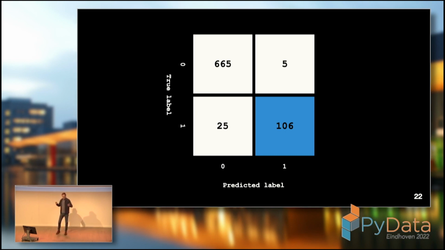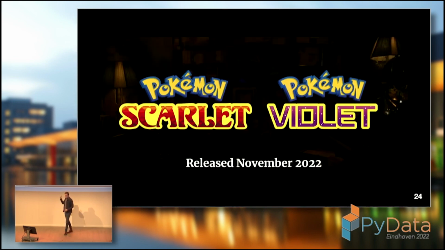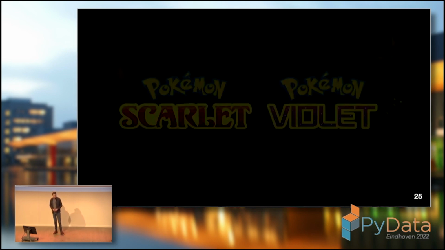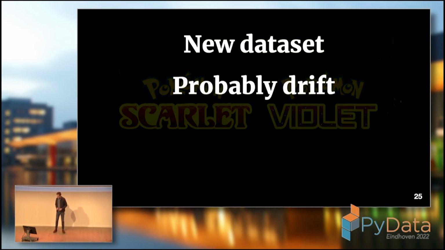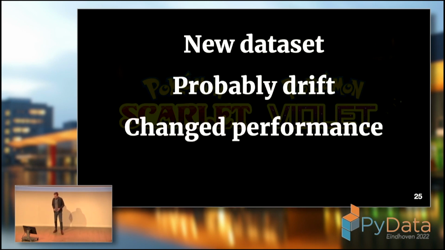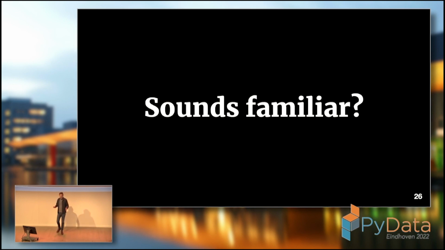So we're finally ready to play some Pokemon, right? No. Because a new Pokemon game just got announced. It was released last month, I think to mixed reviews, if I'm putting it nicely. But Pokemon Scarlet and Violet got introduced. And now our entire data set, which we used to train the model, is outdated. So what can that entail? Well, we're getting a new data set with new Pokemon, with new image sprites. That might introduce some drift in our models. It may affect our performance, we don't know that yet. And we may even need to retrain our model. Sounds familiar yet?